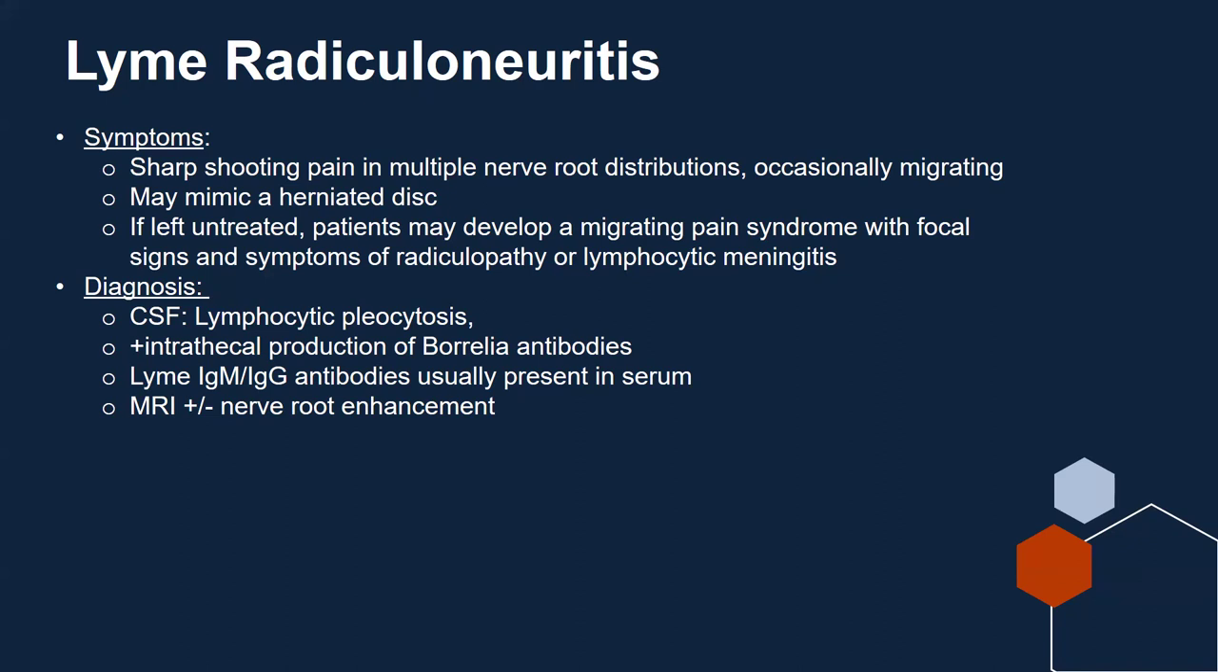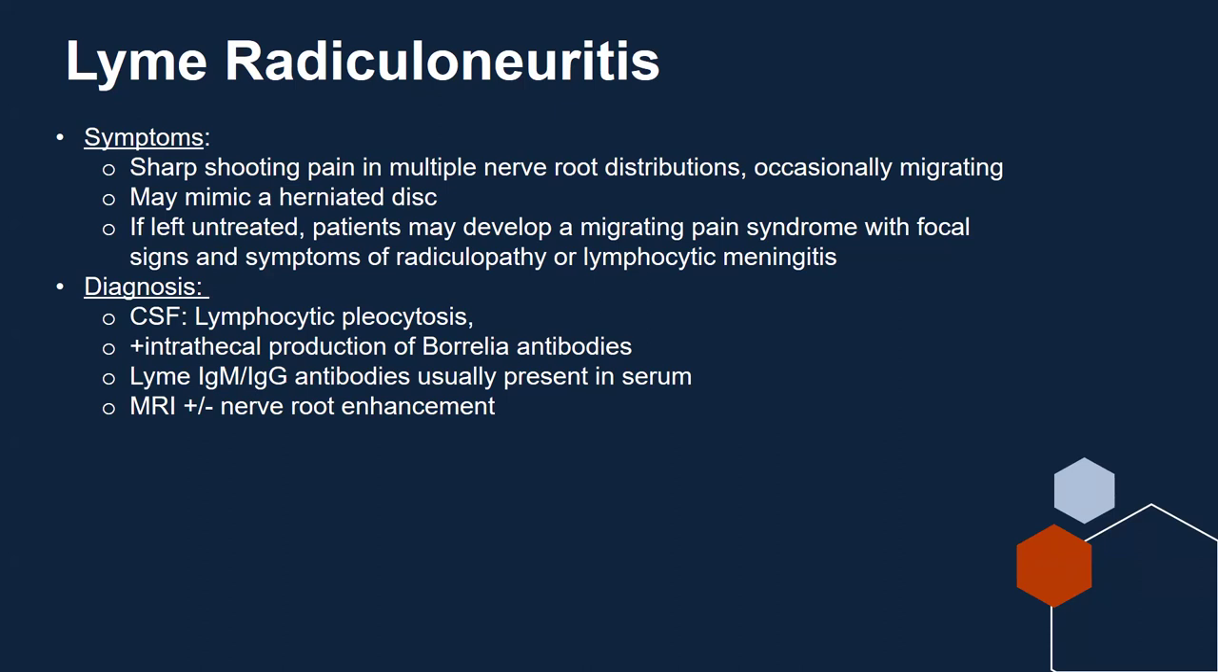If Lyme radiculoneuritis is left untreated, these patients can go on to develop a migrating pain syndrome and focal signs of a radiculopathy. They can also develop a lymphocytic meningitis. In terms of imaging and diagnosis, the MRI is usually not very helpful because it may or may not show nerve root enhancement, but CSF is more telling.